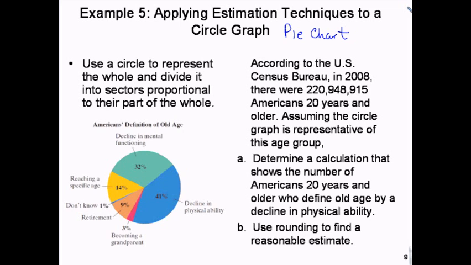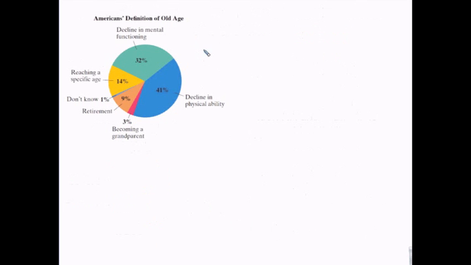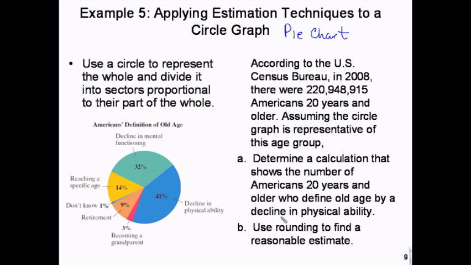So we're going to determine a calculation, like an actual calculation that would tell us the exact number of people, and then we're going to do an estimate to find a reasonable estimate. So first we're going to do the calculation. And what do we want? We wanted decline in physical ability, which is 41%.